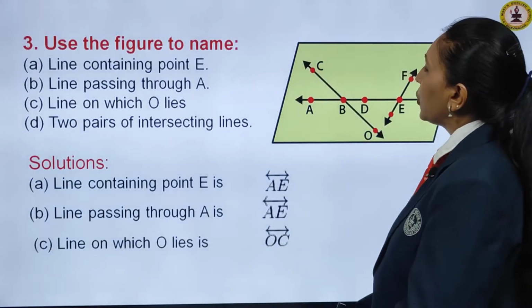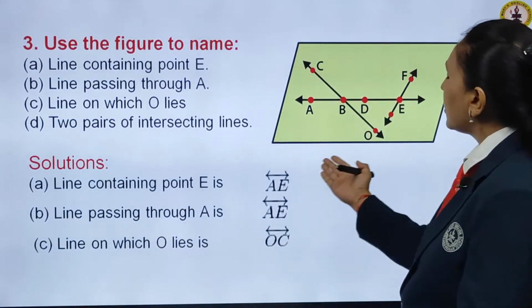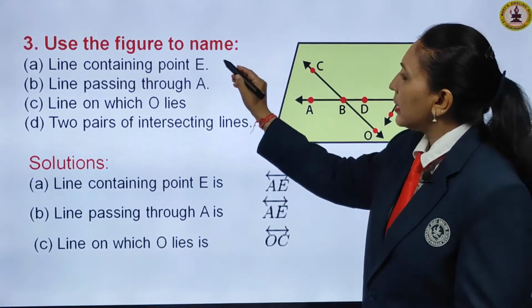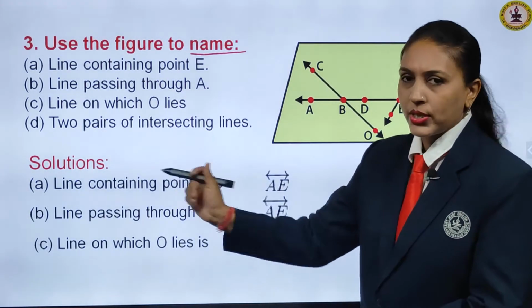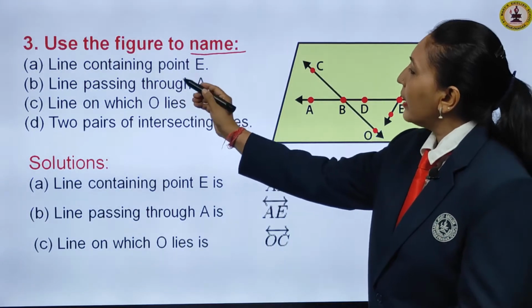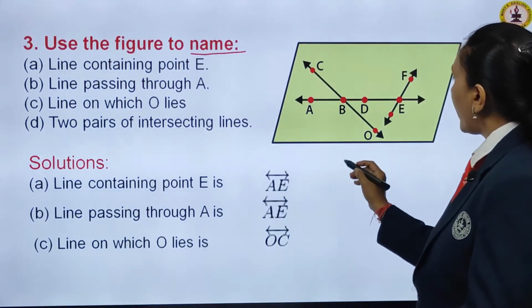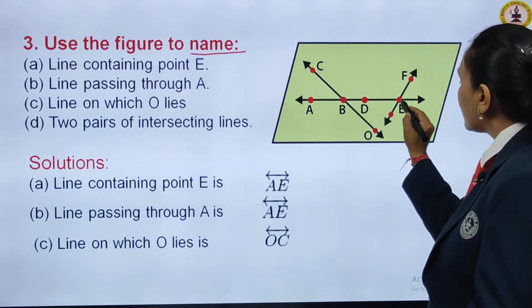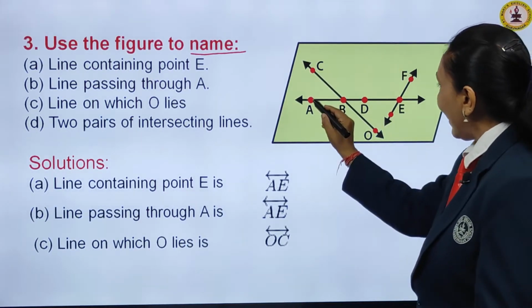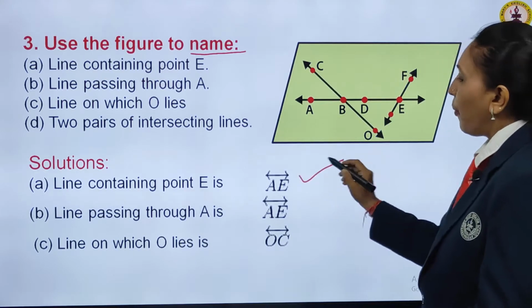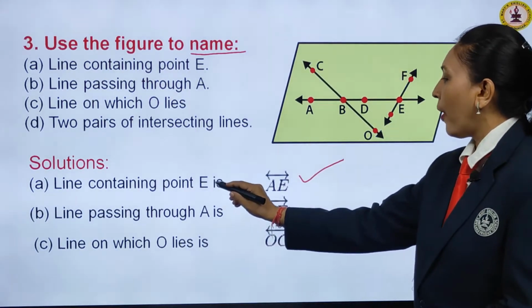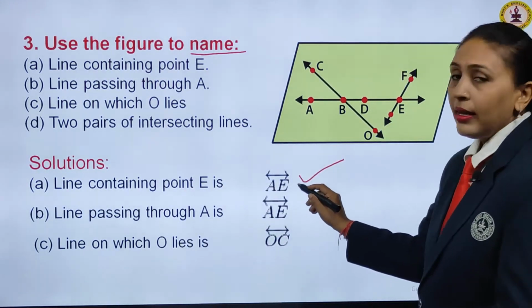Use the figure to name. So one figure is given, children, to you all and we have to name the given things. Now, line containing point E. Which is the line that contains point E? Children, point E is here. Which is that line? That is AE. You can see here the line containing point E is line AE.